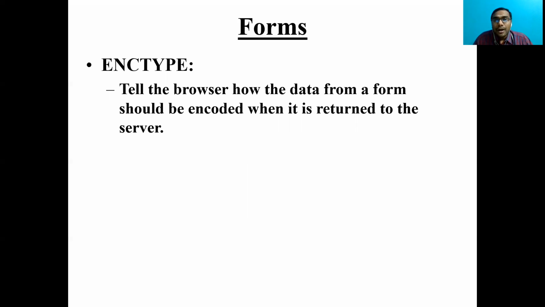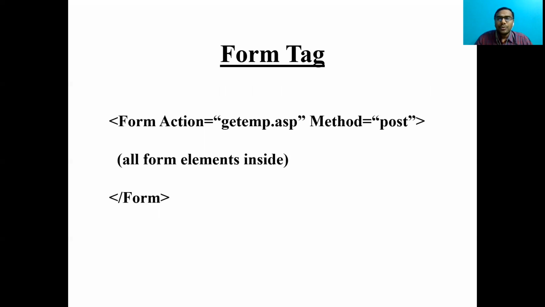It tells the browser how the data from a form should be encoded when it's returned to the server. Once it returns to the server, how the data from a form should be encoded will be specified with the help of the attribute encrypt type. Next, moving on to the form tag. How we will specify the form tag in HTML.